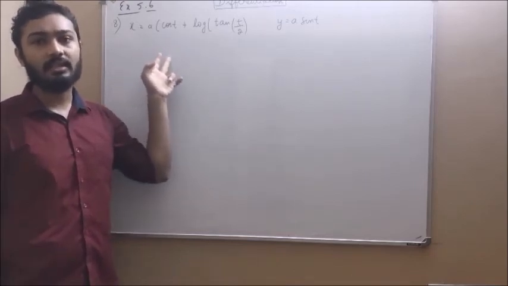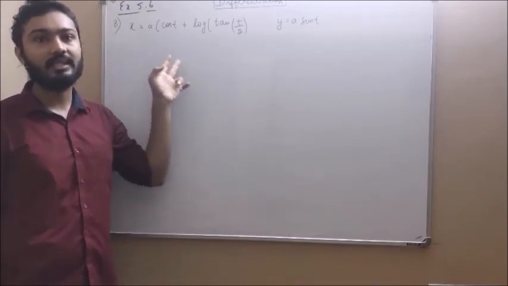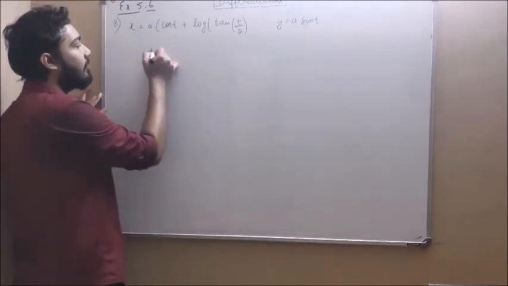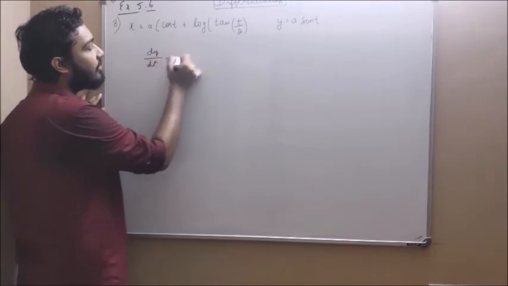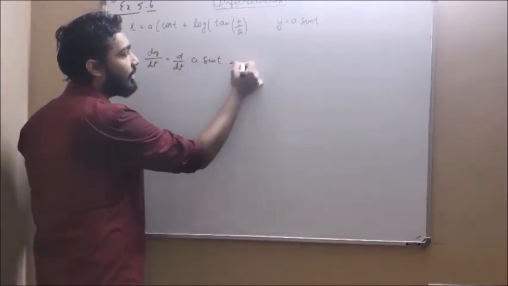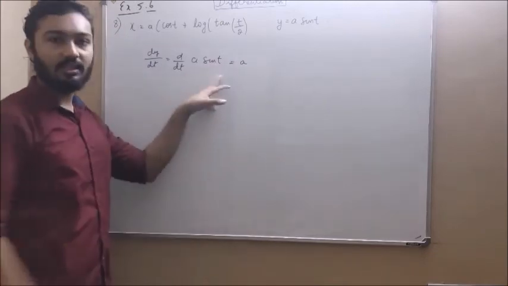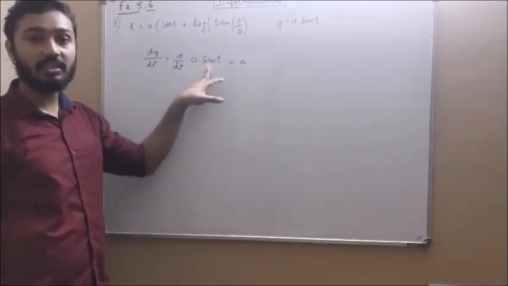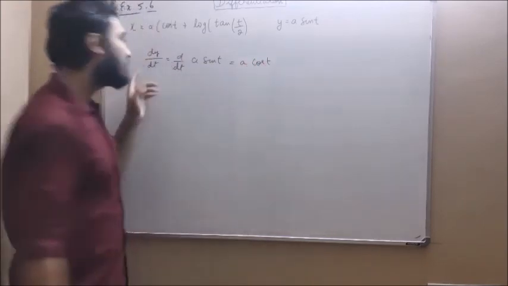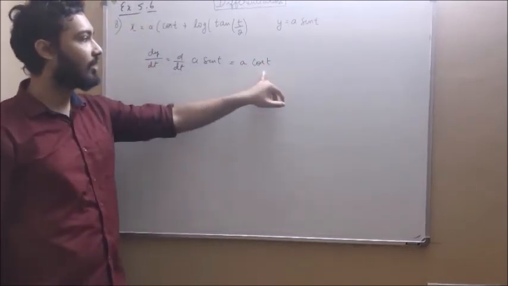dy by dx is nothing but dy by dt divided by dx by dt. Here, first we have to find dy by dt. So what is dy by dt? It is nothing but d by dt of a sin t. a is a constant, and t and t are similar variables, so differentiation of sine is cos t. So a into cos t. In the sum, finding dy by dt is 1 mark.